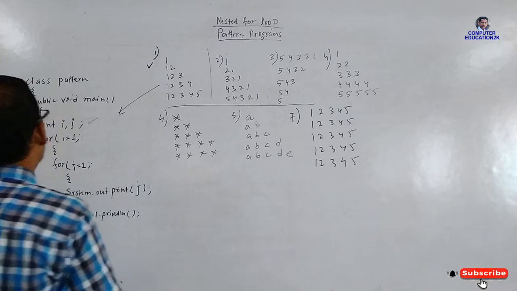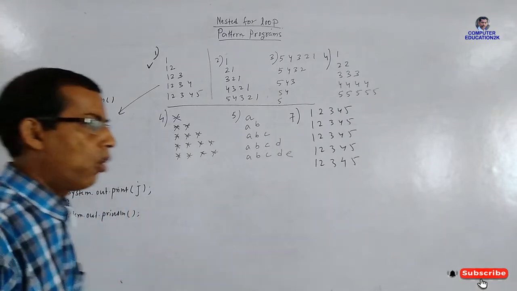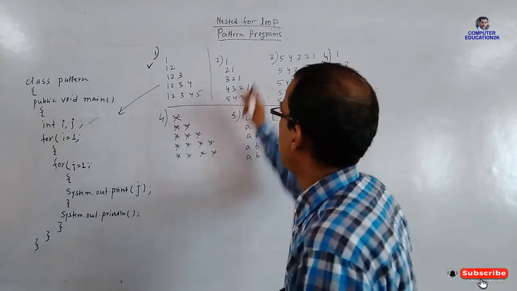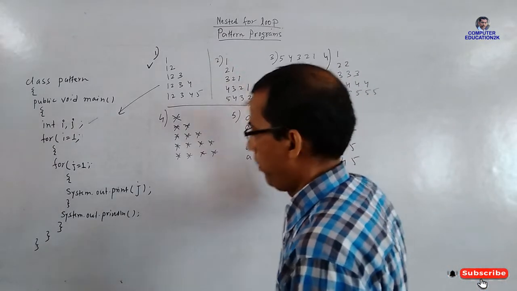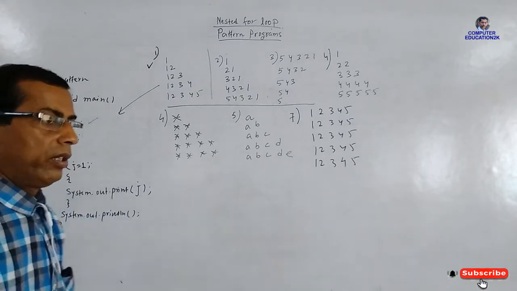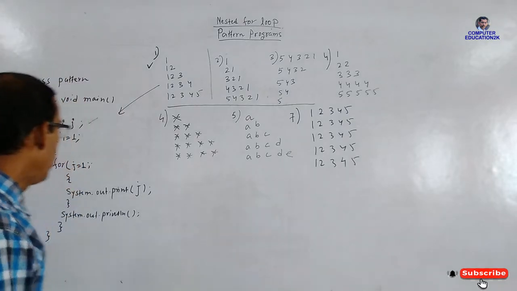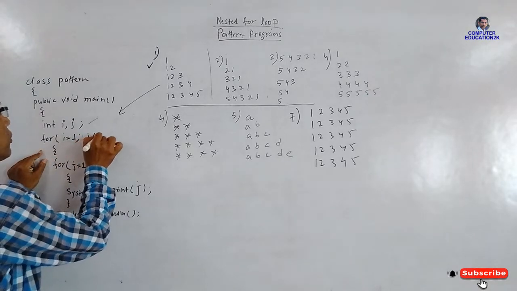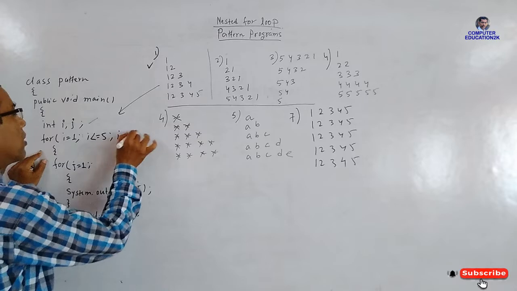Number 2. How many rows are there? How many lines are there? There are 5 lines: 1, 2, 3, 4, 5. In question number 2, there are 5 lines. So the first loop, the outer loop, will be 1 to 5. So for I equals 1, I less than or equal to 5, I plus plus.